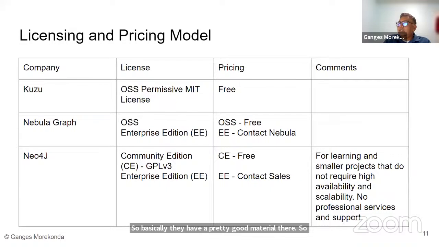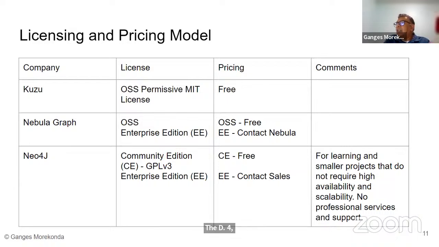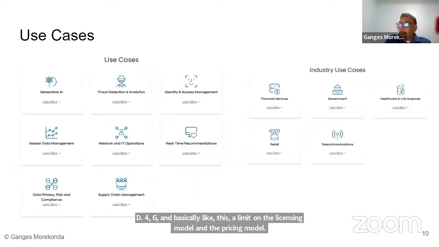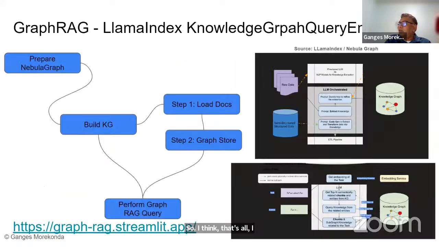And this is where I just compared these three databases: Neo4j, Nebula Graph and Kuzu. This is a little bit on the licensing model and the pricing model. I think that's all I have for now.